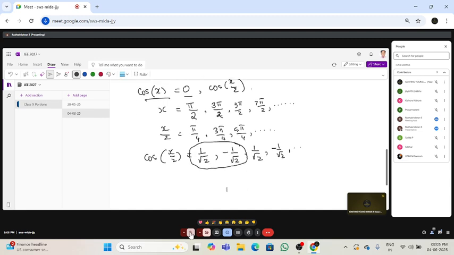So what is the answer then? Cos of alpha plus beta by 2 can take two values. Okay, 1 by root 2 and minus 1 by root 2. Got it? You all agree?